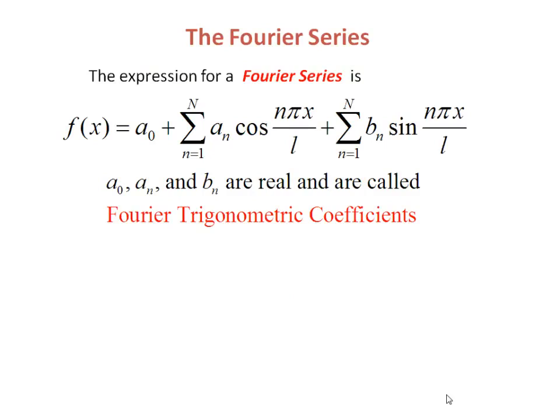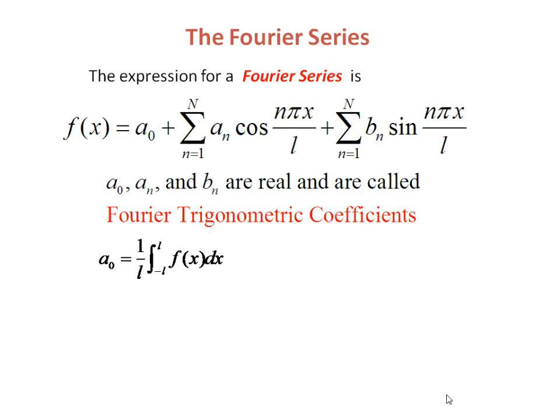then the Fourier series for the function f of x can be expressed as f of x is equal to a0 plus summation n is equal to 1 to n an into cos of n pi x by L plus summation n is equal to 1 to n bn sin n pi x by L. Here a0, an and bn are real and are called Fourier trigonometric coefficients.